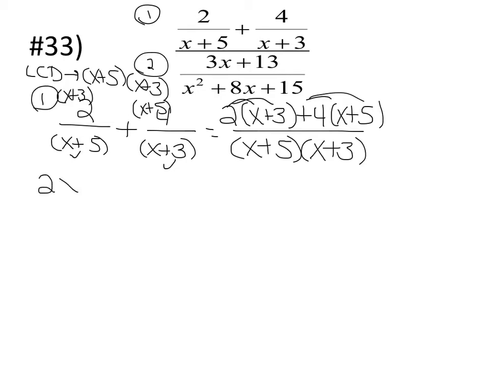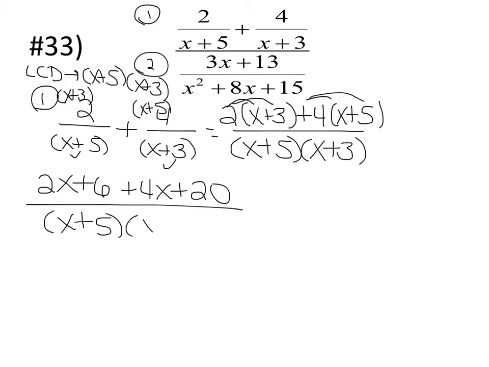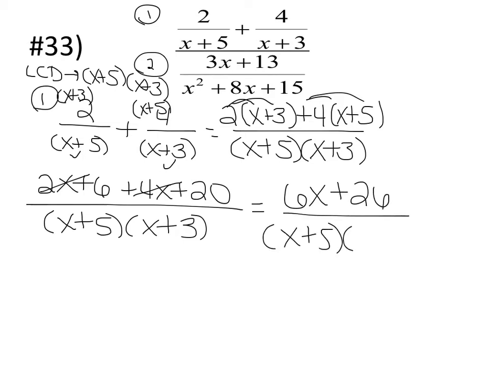Now distribute. So you get 2x plus 6 plus 4x plus 20 all over x plus 5 times x plus 3. So now combine like terms. 2x and 4x is 6x. And then 6 and 20 is 26. And this is all over x plus 5 times x plus 3. Now, both of these are divisible by what? 2? Yeah. So I'm going to factor a 2 out, leaving behind x plus 13.